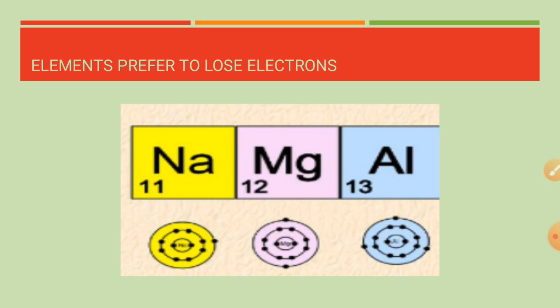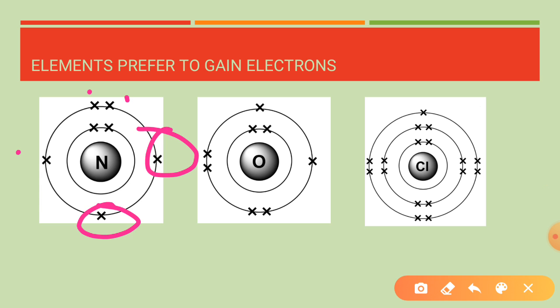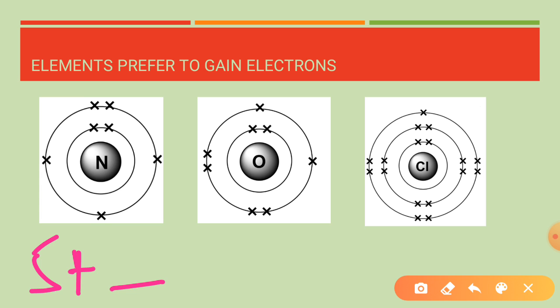So sodium, magnesium, and aluminium prefer to lose electrons. Okay, which are the elements which prefer to gain electrons? Now if you talk about nitrogen, in the outermost shell, 1, 2, 3, 4, 5 electrons are there. How many are needed to become 8? Yes, 3. So it's easy to gain 3 electrons. So it will prefer to gain electrons.